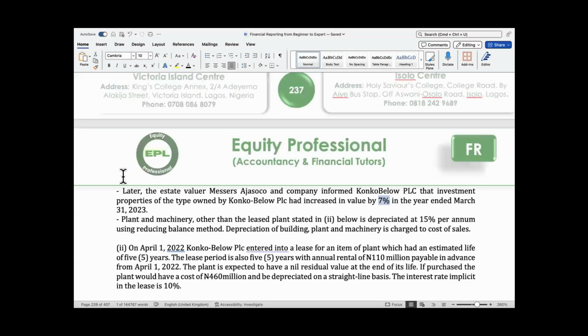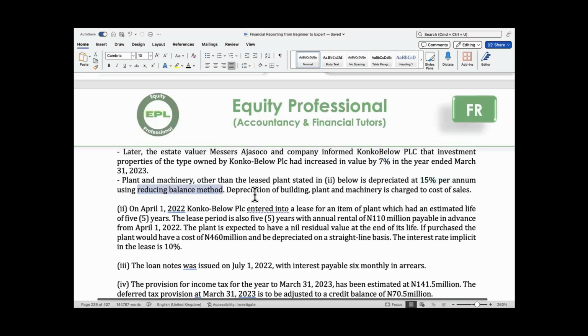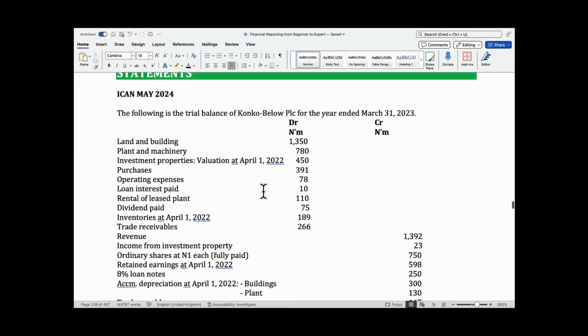Also, plant and machinery other than the leased plant stated in note 2 below is depreciated at 15% per annum using the reducing balance method. Depreciation of building, plant and machinery is charged to cost of sales. Okay, so they are speaking about this plant and machinery here, that we should depreciate it at 15% using the reducing balance method.